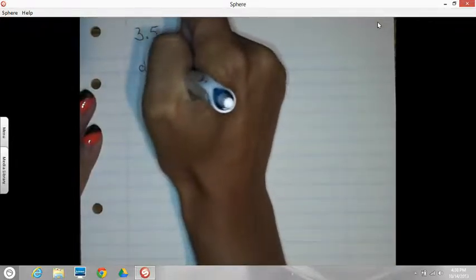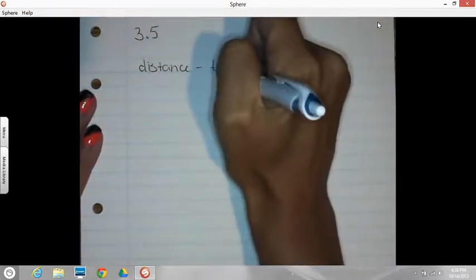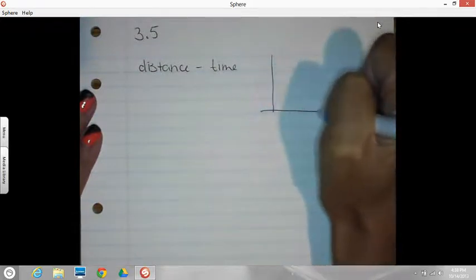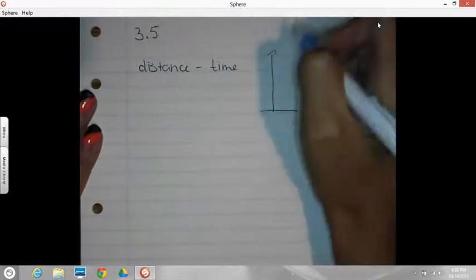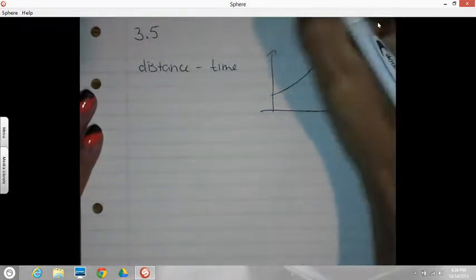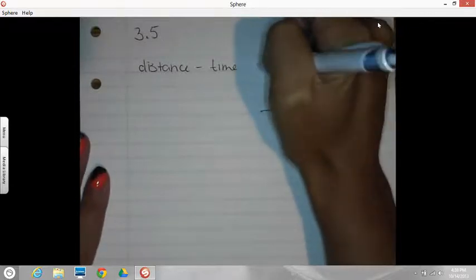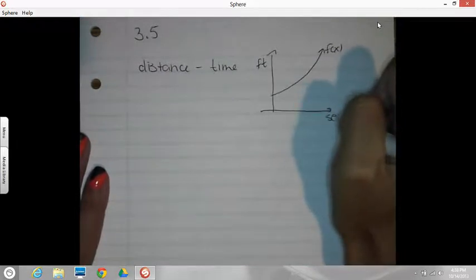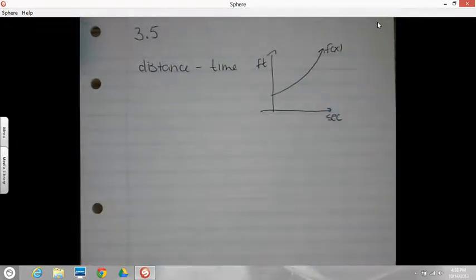If you have a distance time graph, some function f of x where we've got distance on the, say, feet, some kind of distance on the vertical, and time in seconds on the x-axis. We want to talk about velocity and acceleration today.